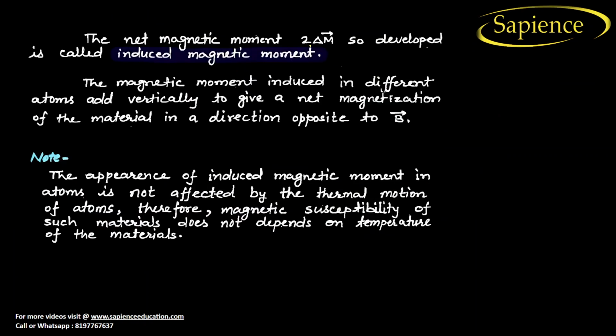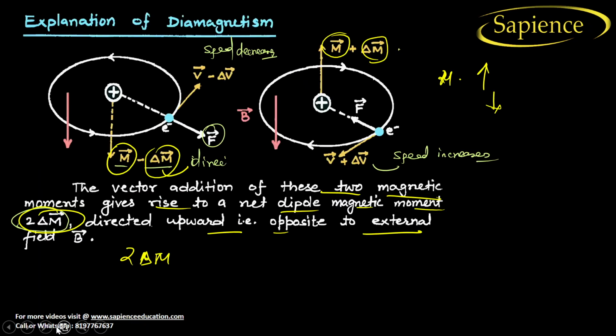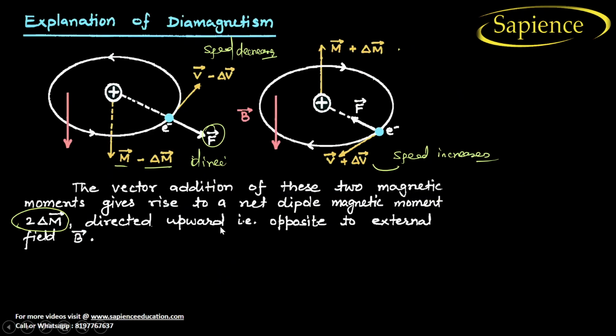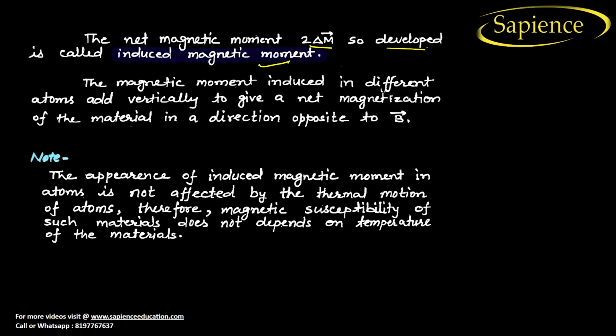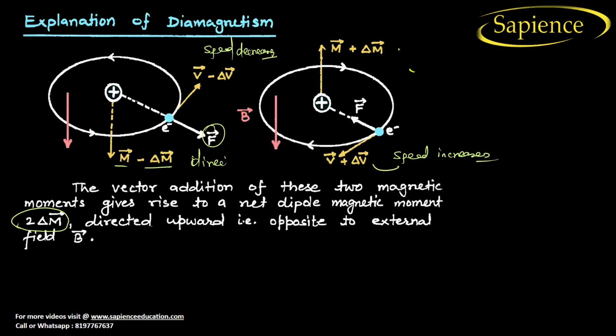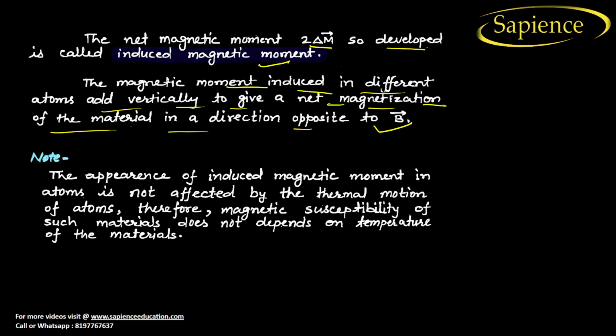Since the net moment is 2 delta m, it is called the induced magnetic moment. When you apply an external field, a net dipole moment is created. The magnetic moments induced in the different atoms add vectorially to give a net magnetization of the material in a direction opposite to B. So see here, the magnetic field is in this direction, but the magnetic moment is created in the opposite direction. So there will be a repulsive case.